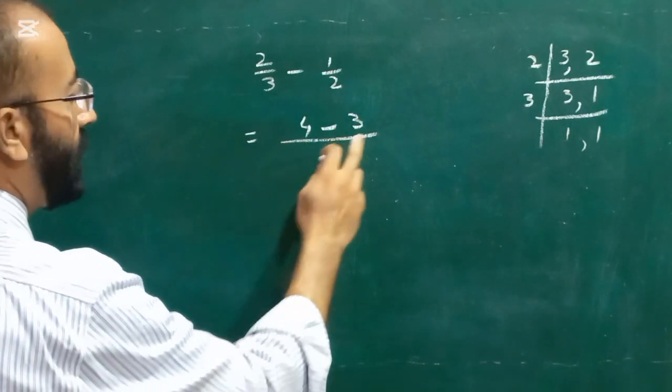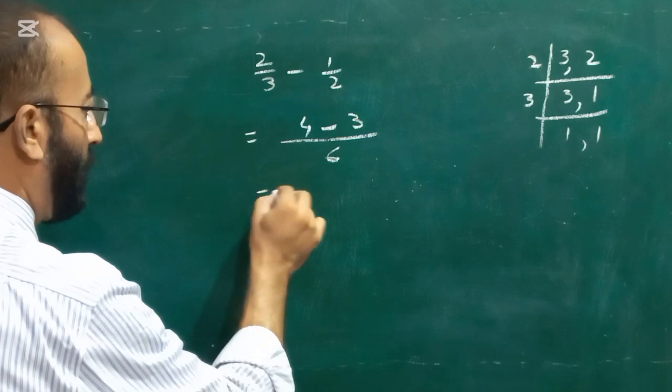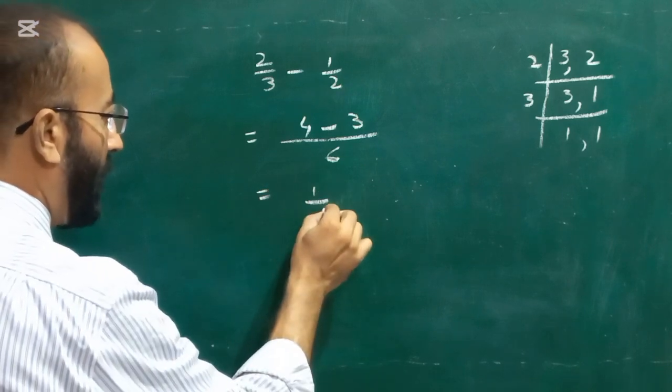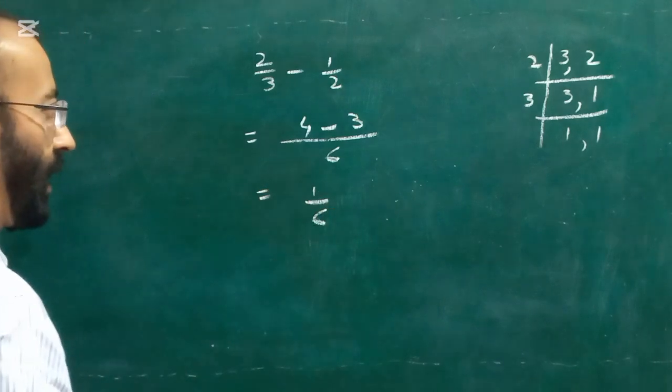Now subtract these numbers. So 4 minus 3 will be 1, and this 6 will remain as it is. So this is the answer.